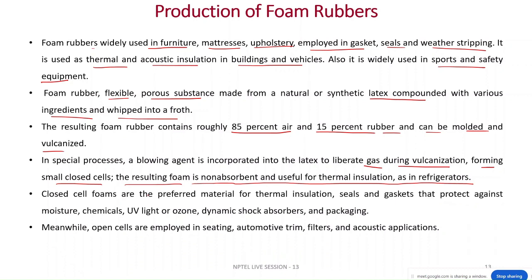The closed cell foams are the preferred material for thermal insulation, seals and gaskets that protect against moisture and chemicals, UV light or ozone, dynamic shock absorbers, as well as for packaging. We use closed cell foams for these. Meanwhile, open cell foams are employed in seating, automotive trim, filters and acoustic applications.